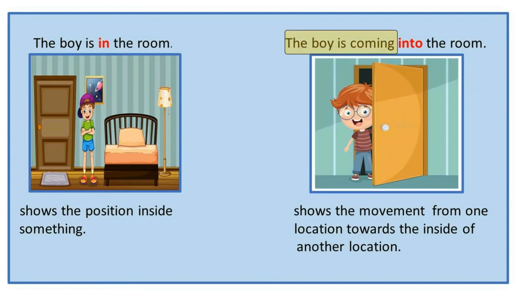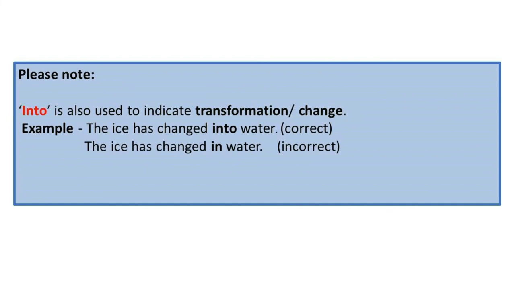The boy is coming into the room. The preposition into indicates the movement of the boy from somewhere else towards the inside of this room. There is movement and change in the location. Please note, the preposition into is also used to indicate transformation or change. For example, the ice has changed into water. This is a correct sentence.